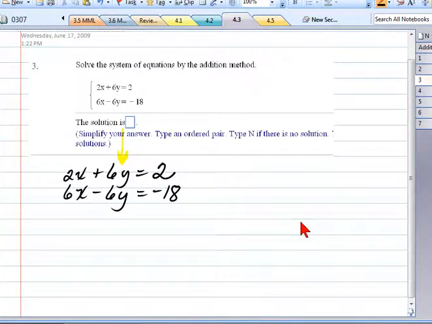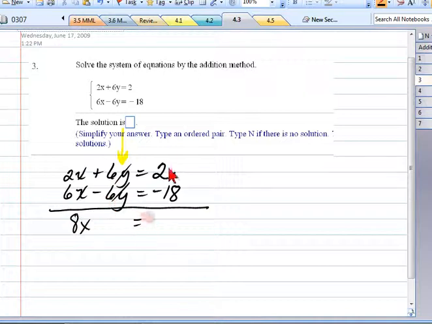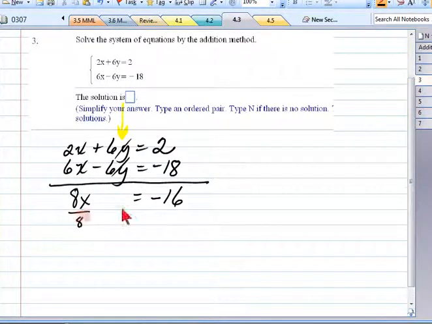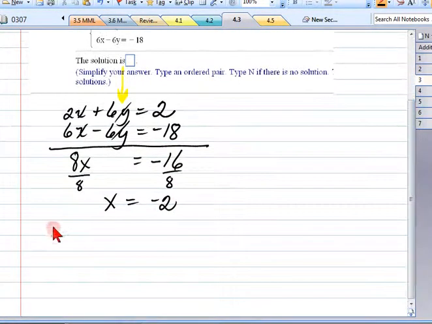All right, when I choose to add these together, I add the x terms for 8x, the y's cancel, I add the constants, which means I really end up subtracting, keeping the sign of the dominant, I get negative 16. I divide both sides by 8, and I get x is negative 2. So that's the first half of my answer. Now, what letter am I going to have to solve for? All right, now find y.